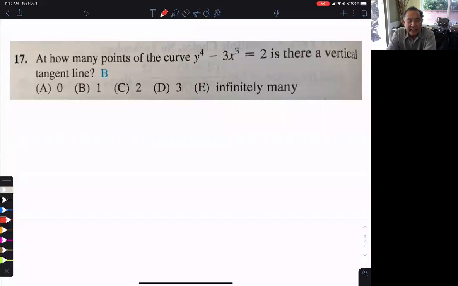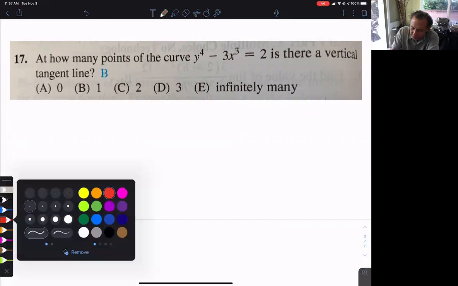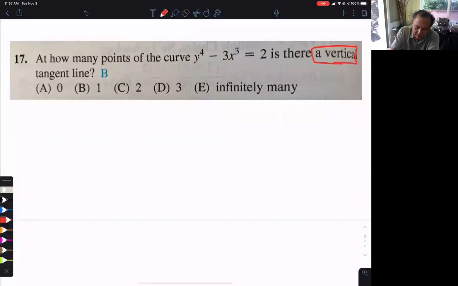This is number 17 from the end of chapter 3, practice AP questions, multiple choice. They're asking how many points have a vertical tangent line? So the key thing here: what does it mean to have a vertical tangent line? How does that apply to derivatives? A vertical line is straight up and down.